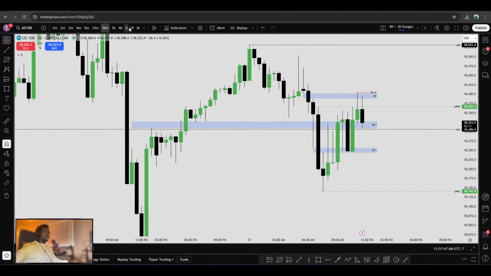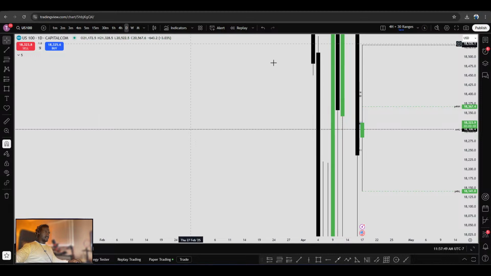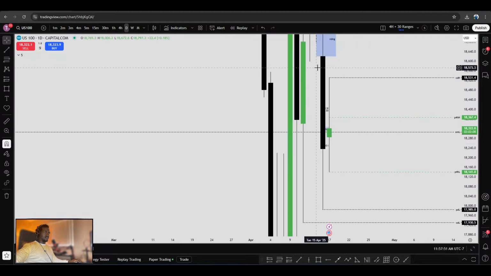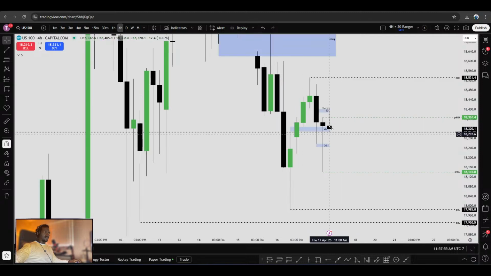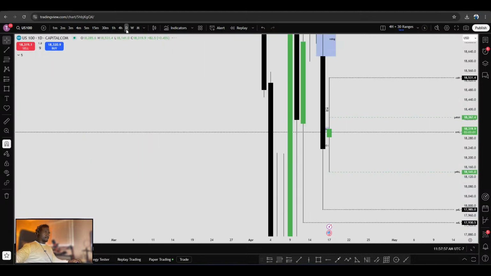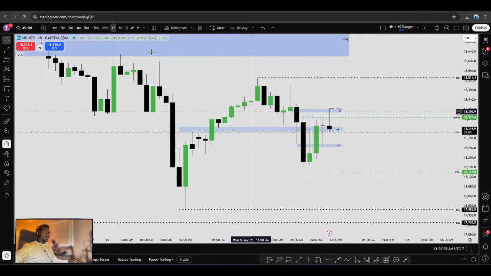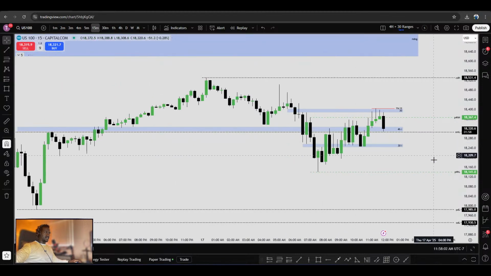The daily is bullish, even though it's been shaved off like crazy. The 4 hour is bearish, and the 1 hour is bearish at the moment. Okay, let's look at the 15-minute.